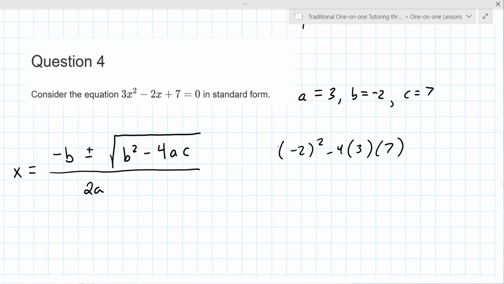Sorry, I'm looking at what I wrote and it still doesn't look right. B squared minus 4AC. That's not right. Yeah, that's right. B squared minus 4AC. A is 3, B is minus 2, C is 7.